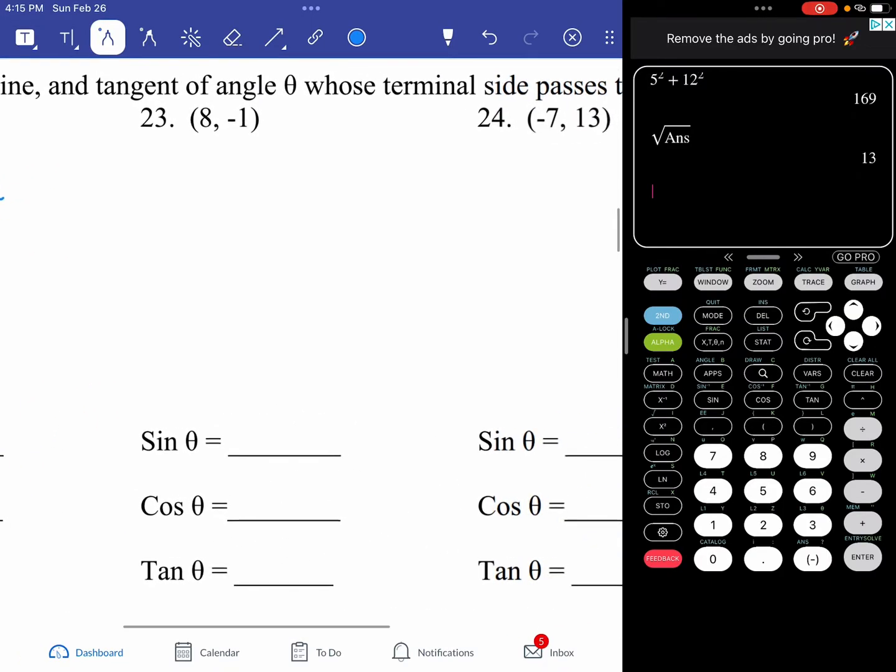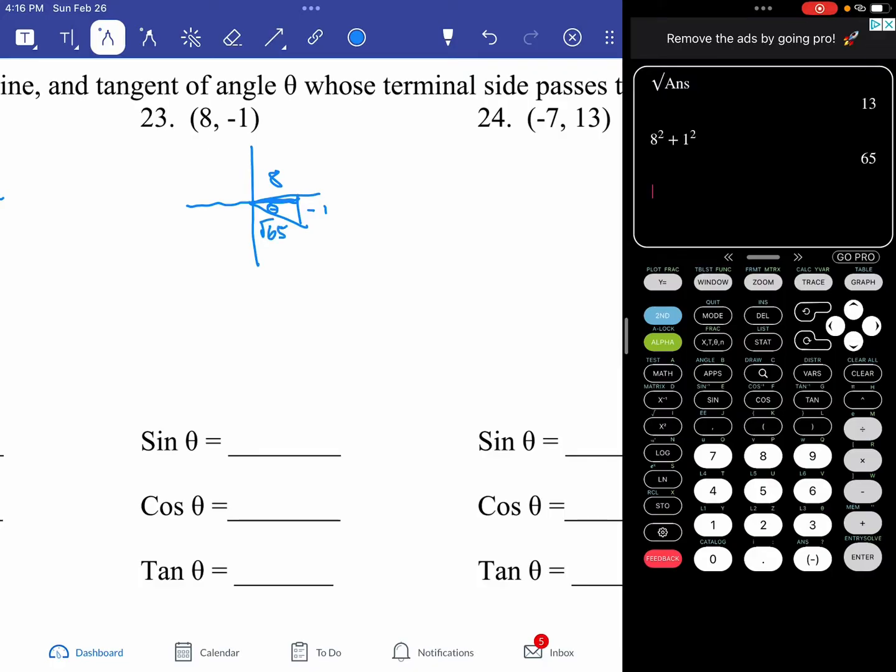Next, draw another picture. We have 8 going this way. Actually, I'm going to put that up here. We have negative 1 going that way. The y value, our theta is right there. To find our hypotenuse, we do 8 squared plus 1 squared, which gives us 65. So this is going to be the square root of 65.